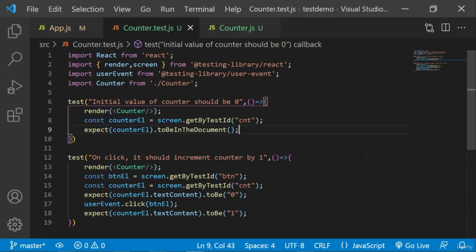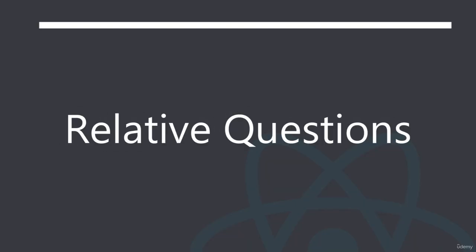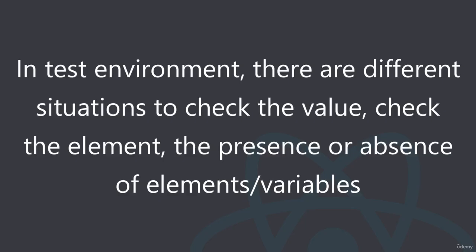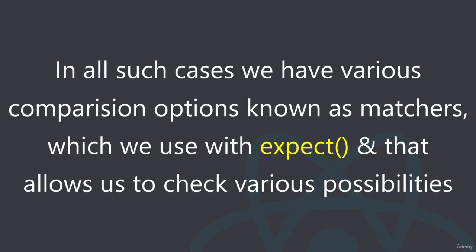We will try a few more matchers in the coming lectures, but hope you get a clear idea about how the matchers work. Now let's talk about relevant questions. So the first question is, what are matchers used for in a test? In a test environment, we have different situations to check the value, check the element, the presence or absence of the elements or variables, maybe a string value or numeric value. In all such cases, we have various comparison options known as matchers that we use with the expect, and that allows us to check the various possibilities.